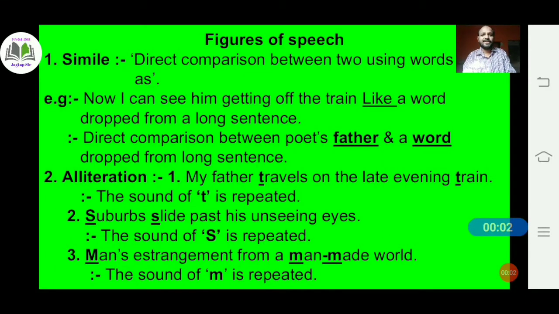Dear students, in this video lecture, I am going to talk about the figures of speech from poem number 5. So, we will try to understand one by one. The first one is simile.